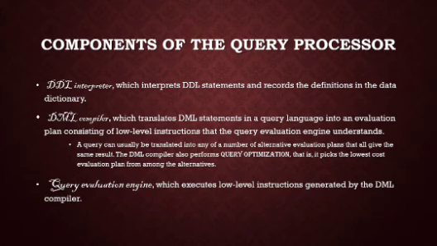What are the components of the query processor? The DDL interpreter interprets the DDL statements and records the definitions in the data dictionary. Next is the DML compiler, which translates the DML statements or queries written in a query language into an evaluation plan that consists of low-level instructions that can be understood by the query evaluation engine. The query evaluation engine then executes the low-level instructions generated by the DML compiler.